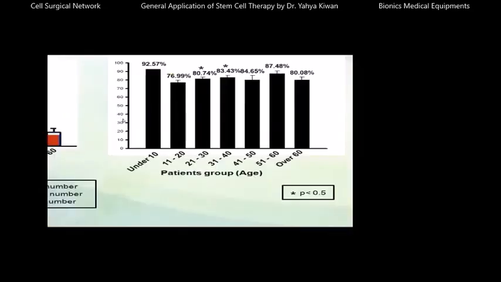This is also the difference between bone marrow and fat. If you see the fat here, even at the age of 60, the number and the amount of stem cells is still about 80% of the cells. So this is the difference between bone marrow and fat.